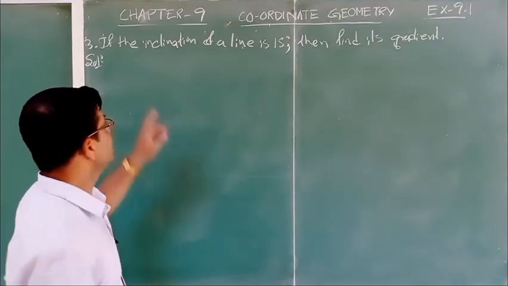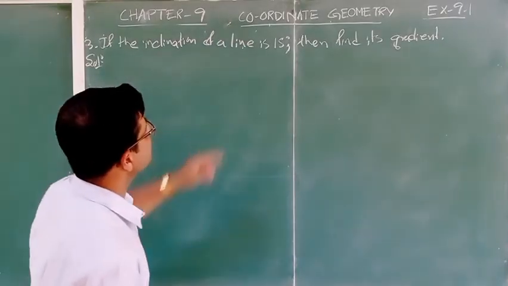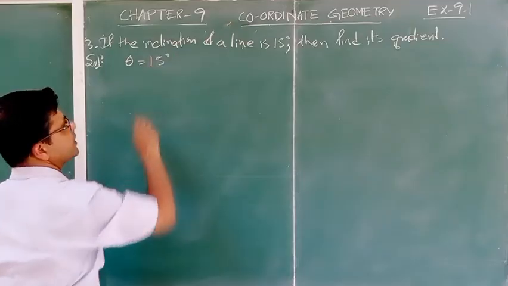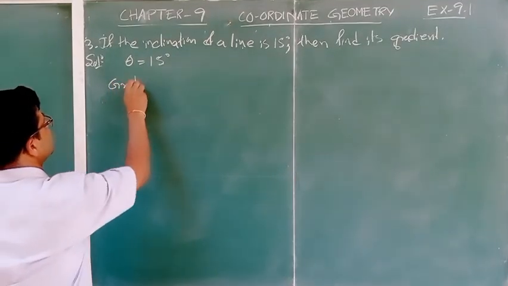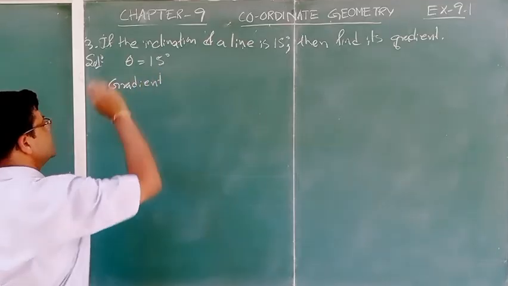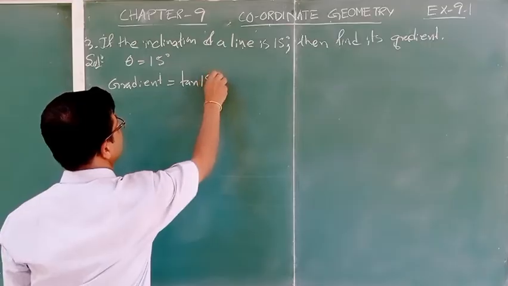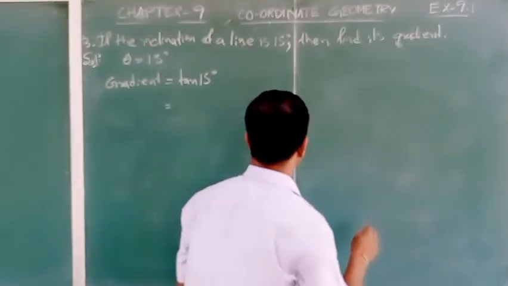Alright, dear children, we have taken question number 3. Let us read the question. If the inclination of a line is 15 degrees, that means what is given? Theta is 15 degrees. Then find the gradient. Okay, let us find the gradient. You can write the symbol also, m. How do you find the gradient? Tan of 15 degrees. Okay, dear students, before starting this we have to know the formula for tan.